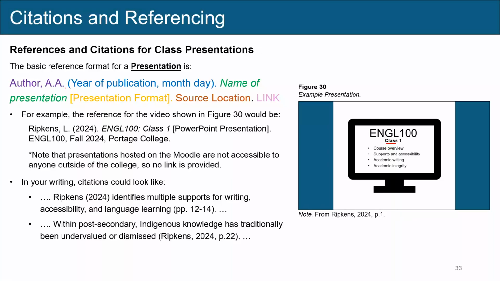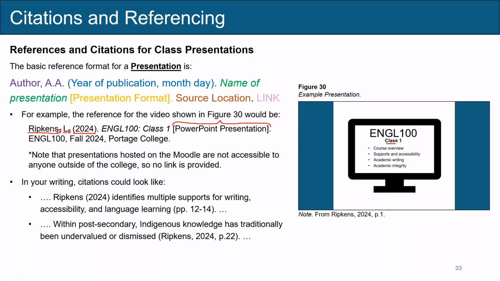So we put the author name. So in this case, it's my last name, Ripkins, comma L. We don't write out my first name. I created this particular one in 2024. The name of the document is English 100, Class 1. You'll notice in the square brackets, I've indicated it's a PowerPoint presentation. Again, we do this whenever it's a non-typical format. So videos, PowerPoints, podcasts, things that would not be just straight reading.